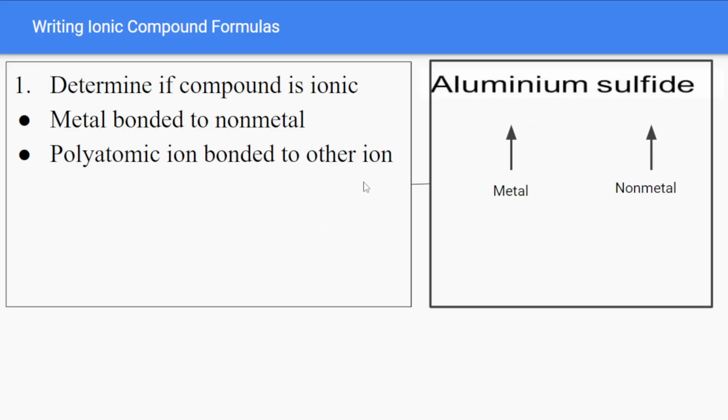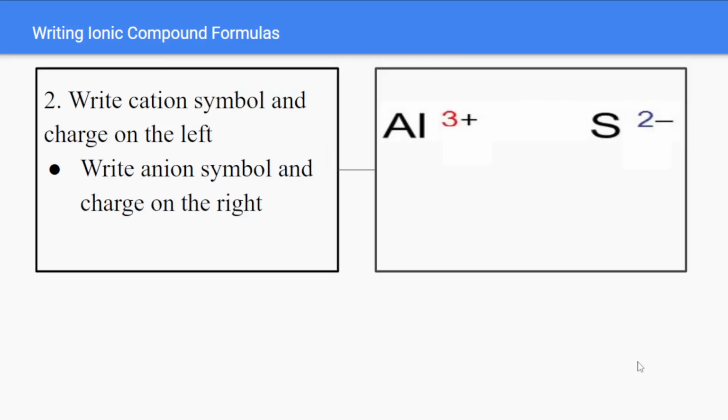The first step for writing ionic compounds is to look at the name. Does this consist of a metal and a nonmetal? And if so, this is an ionic compound. But if it's nonmetal and nonmetal, it's a molecular compound. So if it's an ionic compound, you write the formula and charge of the cation next to the formula and charge of the anion. And you'll use these charges to write the formula.